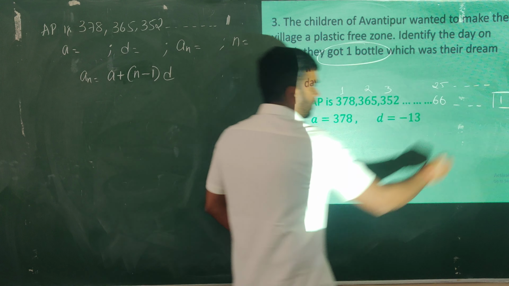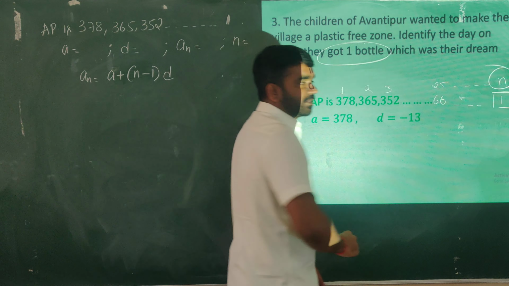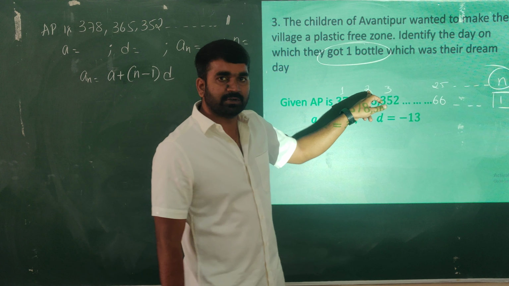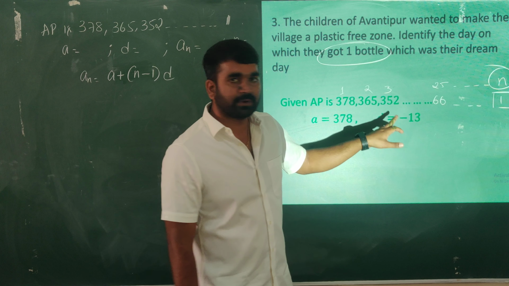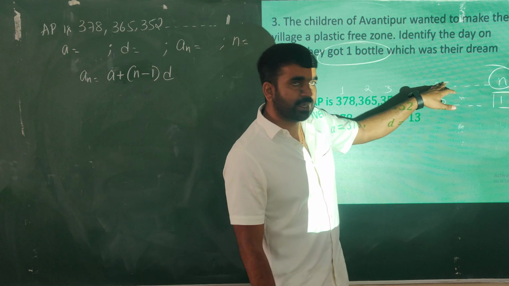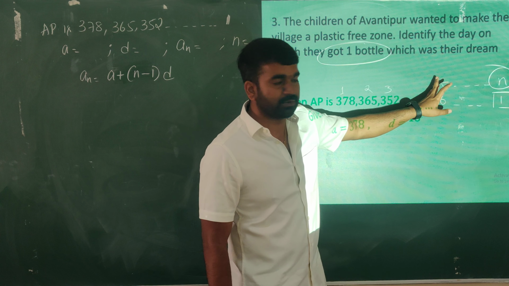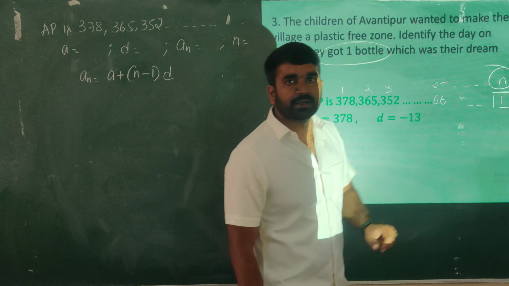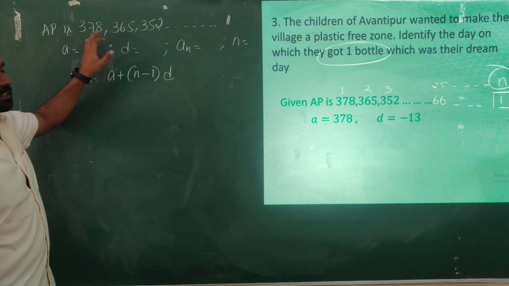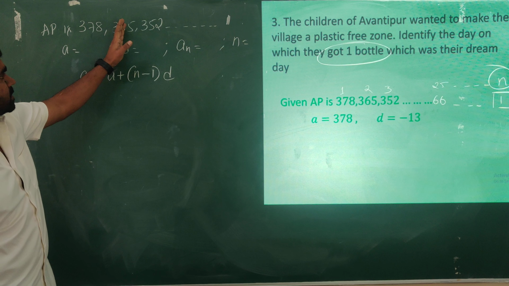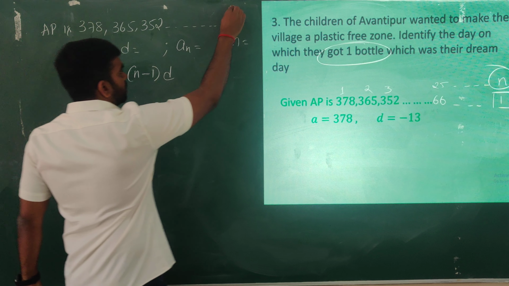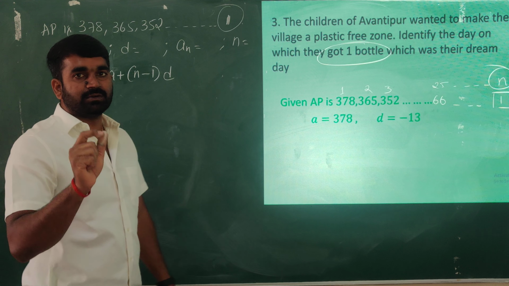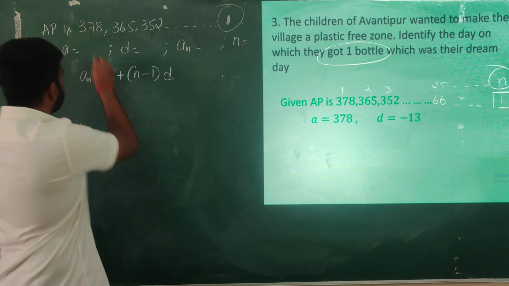So what is that day? On which day? We have to calculate the value of n. n is equal to 1, 378, n is equal to 2, 365, n is equal to 3, 352, n is equal to 25. That is the first sub question, what we did. We got 66. On which day are they going to get one bottle? Okay, so here is our AP, 378, 365, 352. On which day are we going to get one bottle? That is our value of An, that is equal to 1.